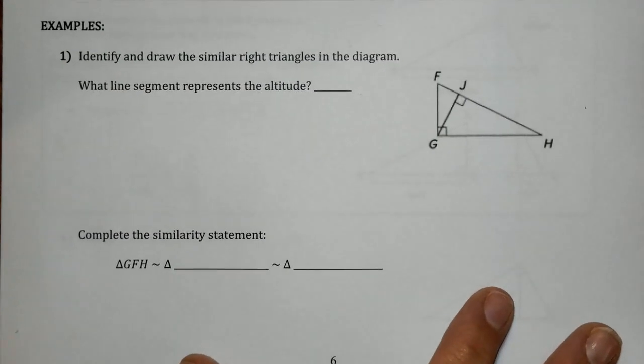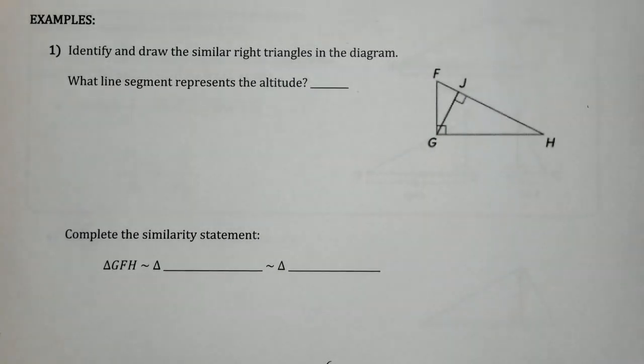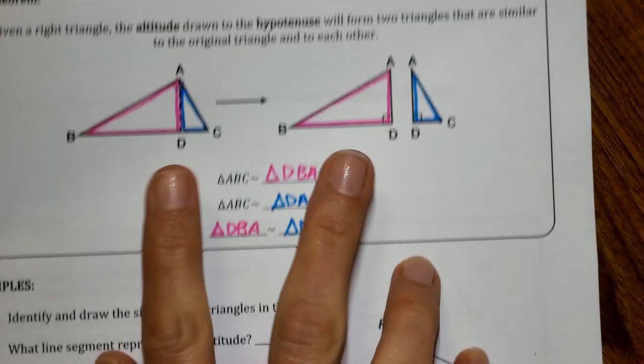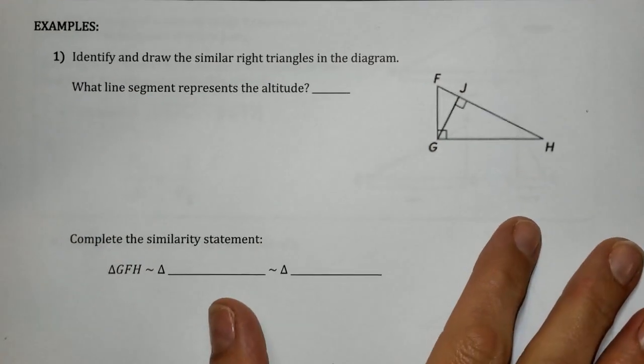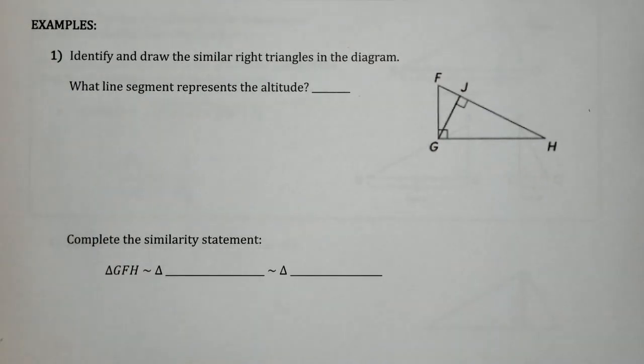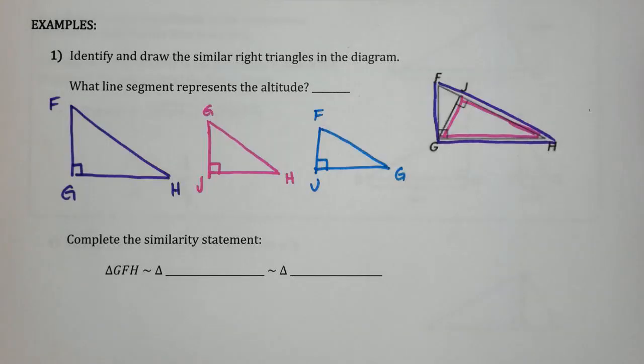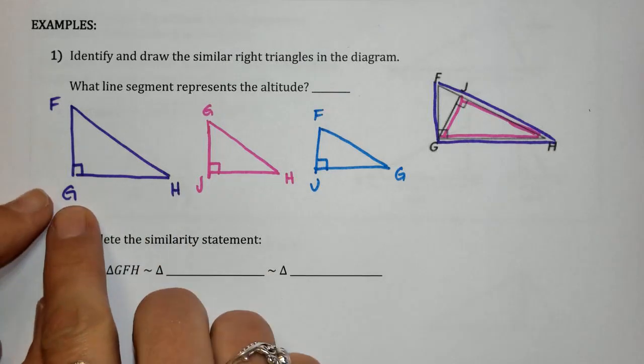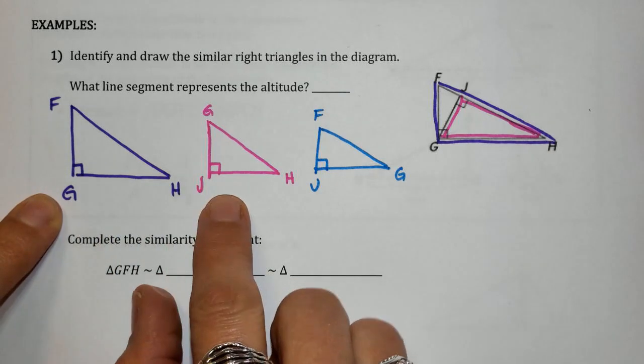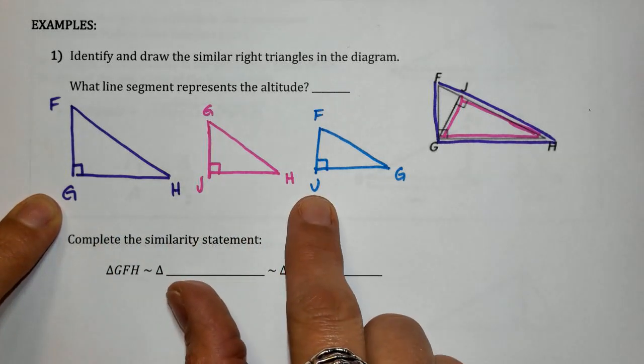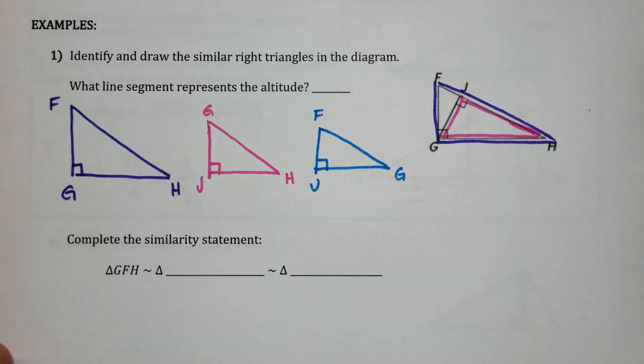So we're going to identify and draw the similar right triangles in the diagram, just like up here, but we're going to go ahead and draw them. So we're going to go ahead with three different colors. I'm going to draw these triangles out. When we draw these all separately, we just split them apart. So we need to realize where these right angles are, knowing that G on the original, J on the medium size, and J on the small triangle all correspond.